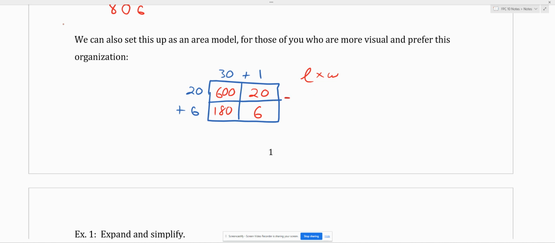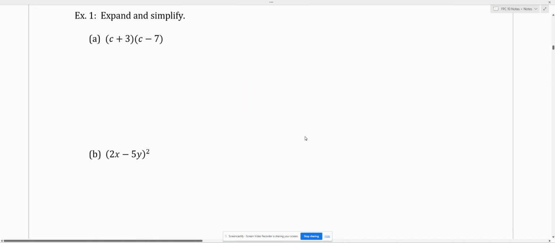So again, we would sum all those up and we would still get 806. So a bit of a visual way to see how things work. All right, let's do it with some variables.